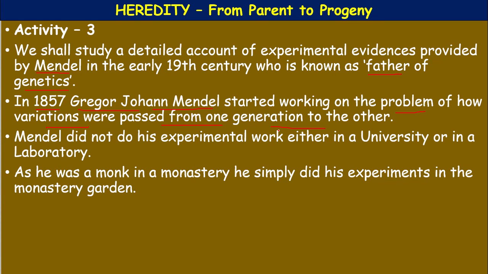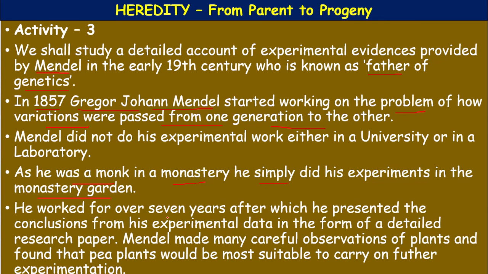Mendel did not do his experimental work either in a university or in a laboratory. Then where did he do it? As he was a monk in a monastery, he simply did his experiments in the monastery garden. He had an interest in agriculture, and he was basically a mathematics student. So he started calculating what the changes are, how the color is transferring, and all these experiments he conducted in the monastery garden.